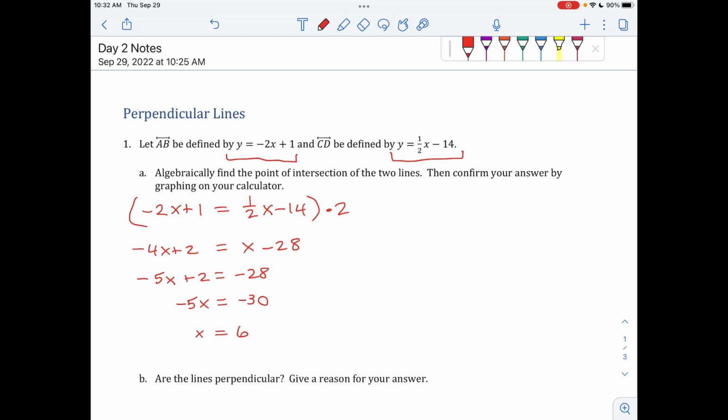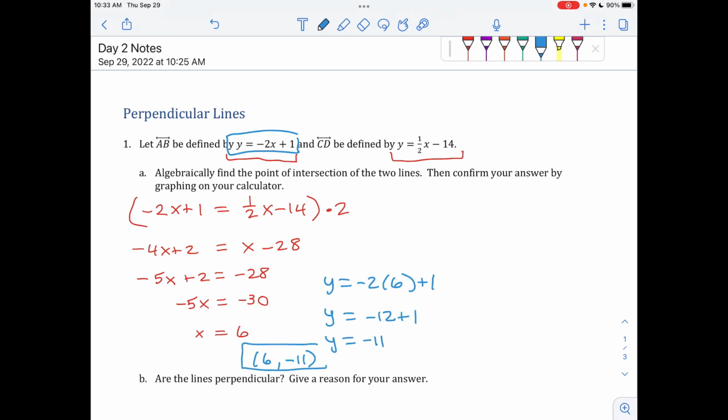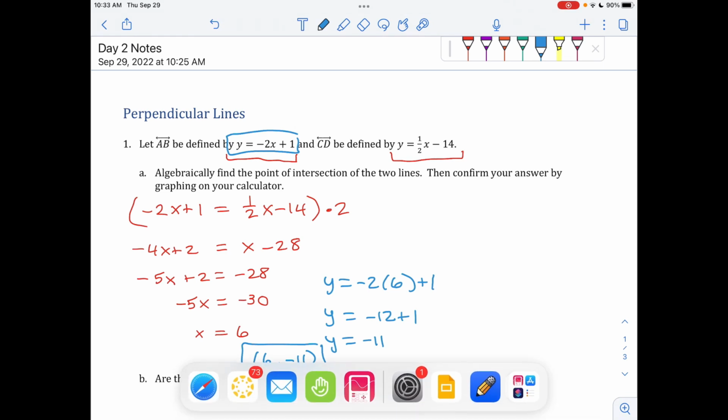I can substitute it into either equation, but there's one equation here that is going to be easier to substitute it in because there's no fractions. So I'm going to choose that. And now I get negative 12 plus 1, so my y is negative 11. So the intersection is a point, so I do want to write my final answer as an ordered pair like this.